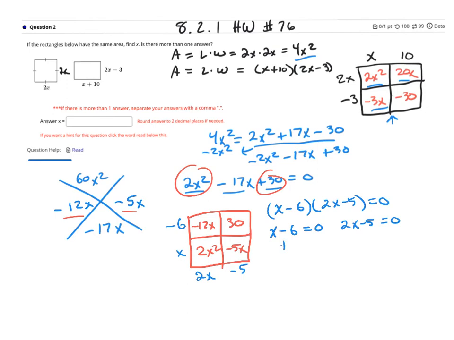So to solve, I'm going to add 6 to this side. I get x equals 6. Here I'm going to add 5 to both sides. I get 2x equals 5. Divide by 2, and x is equal to 5 halves.